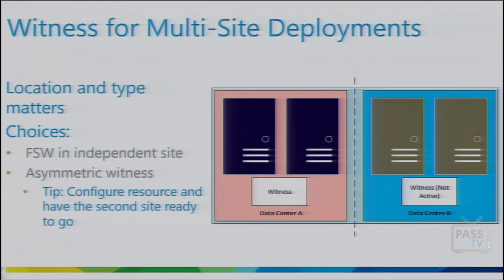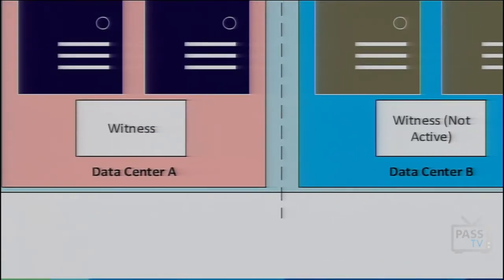Now, when I say witness not active here, and let me zoom in on this picture real quick, what I mean here is you create another disk resource that is seen by the other side, so that if you have to flip over to the second site, the resource that you'll use as a disk witness is already there. There's no replication involved of any disk stuff, so that if you have to configure a witness, it's already there and ready to go.